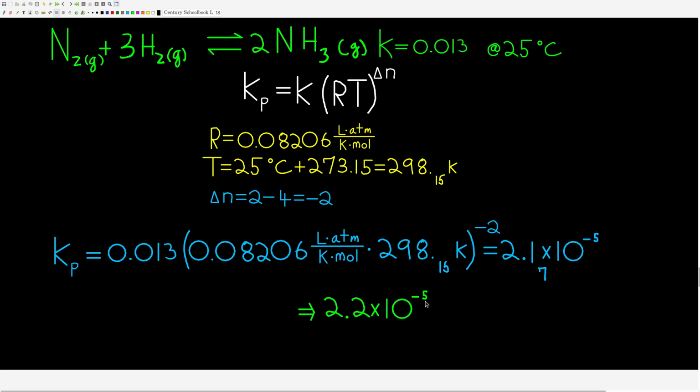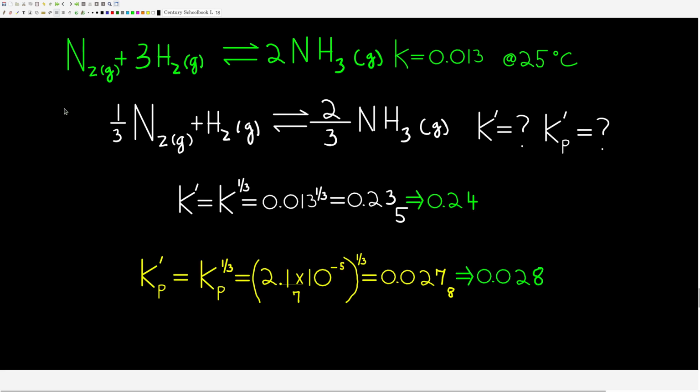All right, so now we have Kp. Let's look at those two altered reactions. So the relationship between this equation here and this one here is that we've basically just multiplied through by a third. So 1/3, so 1, 2/3 there, which means that the new K is just going to be the original K to the 1/3 power, which ends up being about 0.24. And the Kp for this, K prime P, is just the original Kp to the 1/3 because we write the Kp the same way.